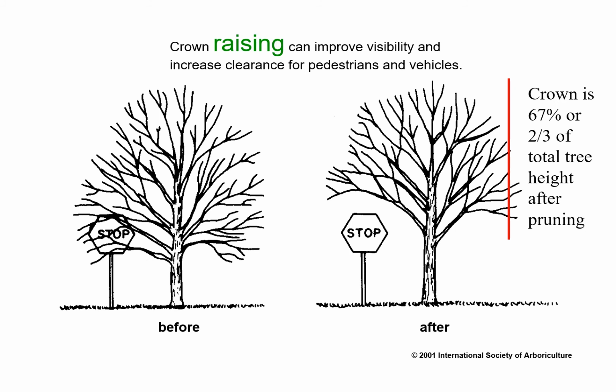Crown raising is the selective removal of branches to provide vertical clearance. The location and size of the parts to be removed should be specified. The clearance distance shall also be specified. After pruning, the ratio of live crown to the total tree height should be at least 2/3.